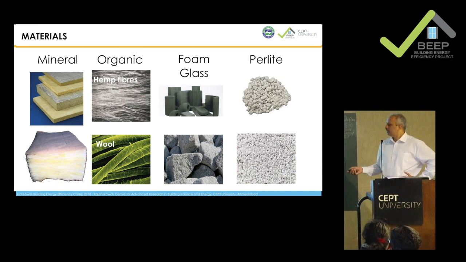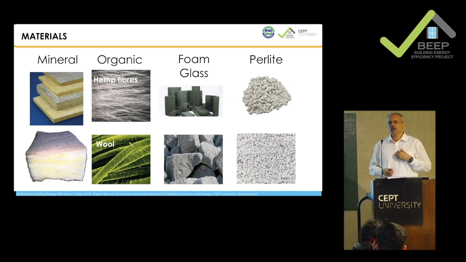Hemp fiber and wool. Hemp is also very widely used in European countries. Then we have a very advanced material like foam glass. They are rigid. They have very high compressive strength. So when you have to make a certain kind of floor which is going to take a lot of load, and still you need insulation, you can go for a material like this, or you have perlite, which is generally used on rooftops.